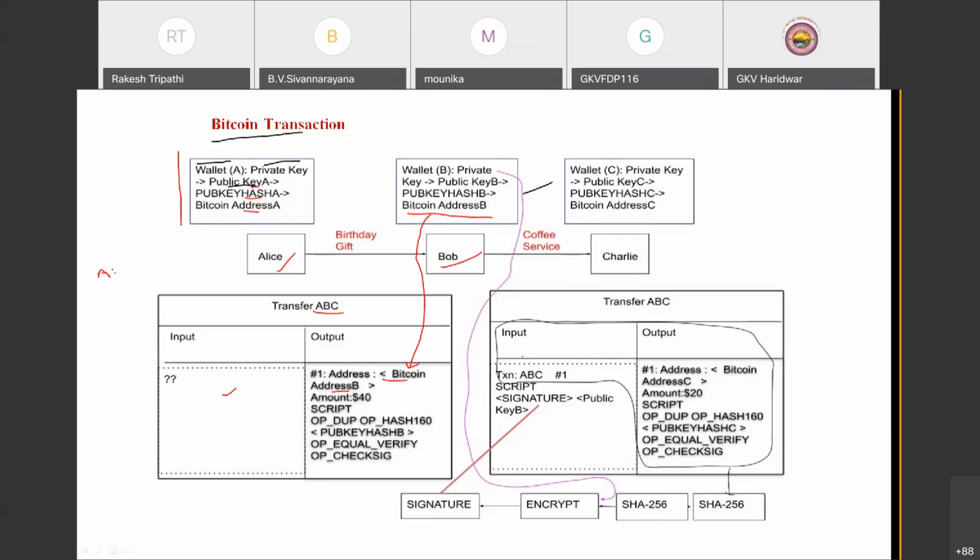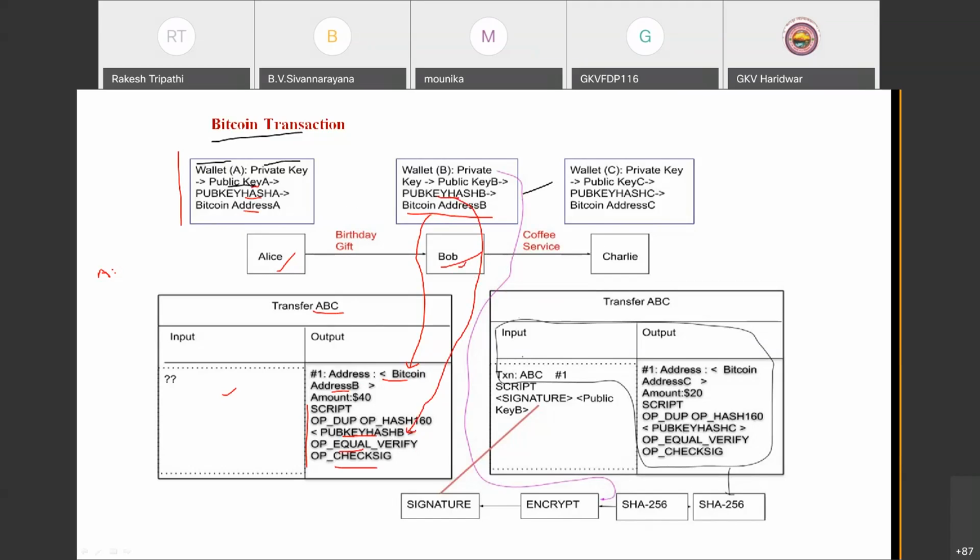Now, I give a challenge. I write a script. I don't simply write that you send this $40 to this Bitcoin address. No, I give a challenge script. What does the challenge script say? It says OP_DUP, OP_HASH160, and I write the public key hash of B here, and OP_EQUALVERIFY and OP_CHECKSIG. These two are opcodes in the scripting language.